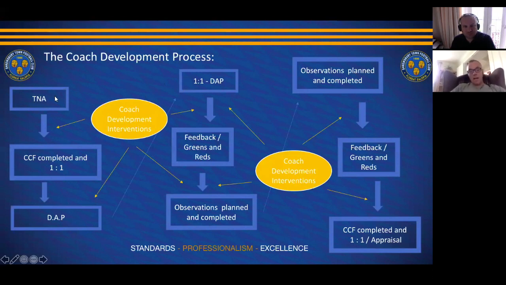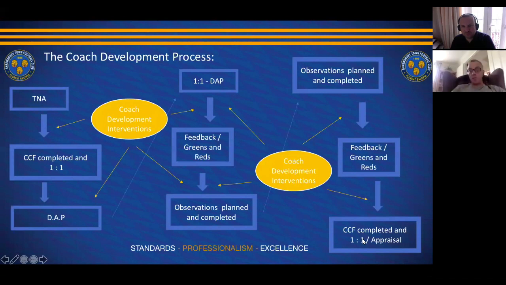And then that process sort of follows through, if you like. So as we go through the season, there's regular one-to-ones, there's regular DAP updates. We use a greens and reds feedback process, which I'll show you in a little while. There's ongoing observations, which are planned and completed. There's then interventions in between. And then eventually we get to the point where we're kind of now at this point, I guess.